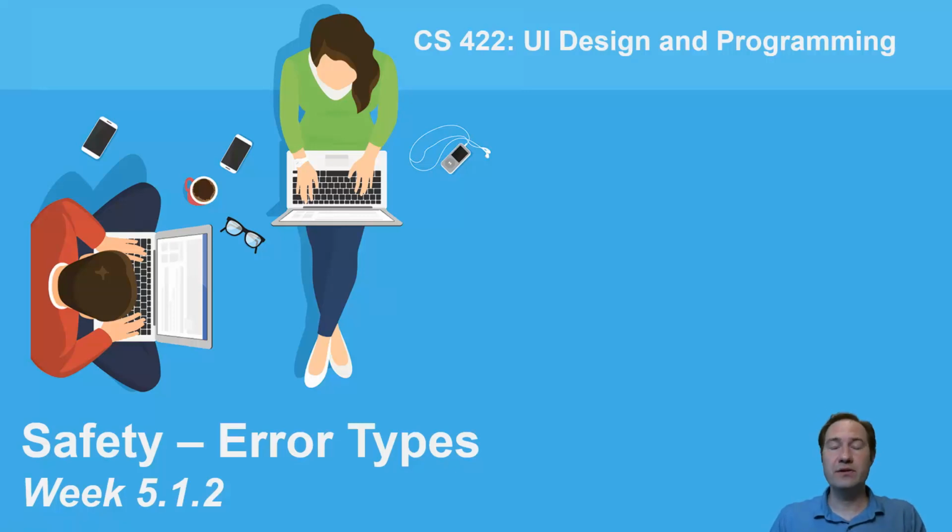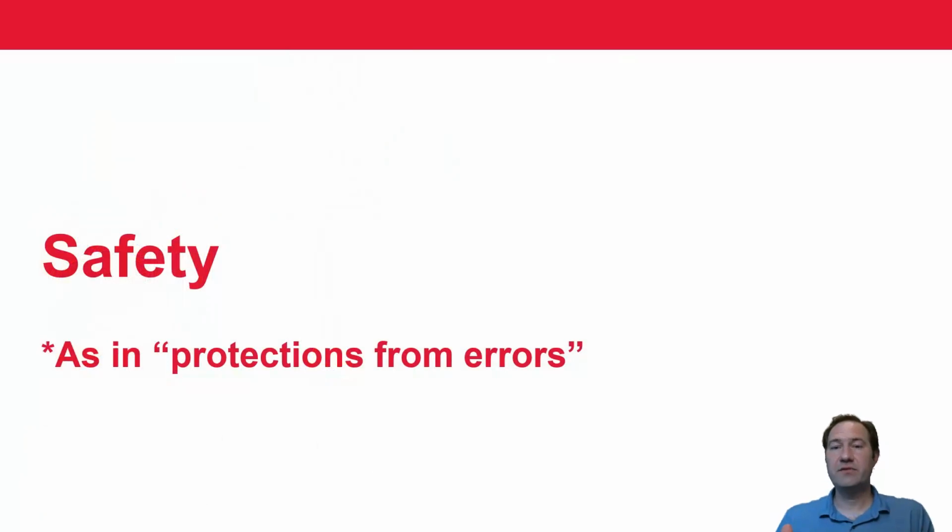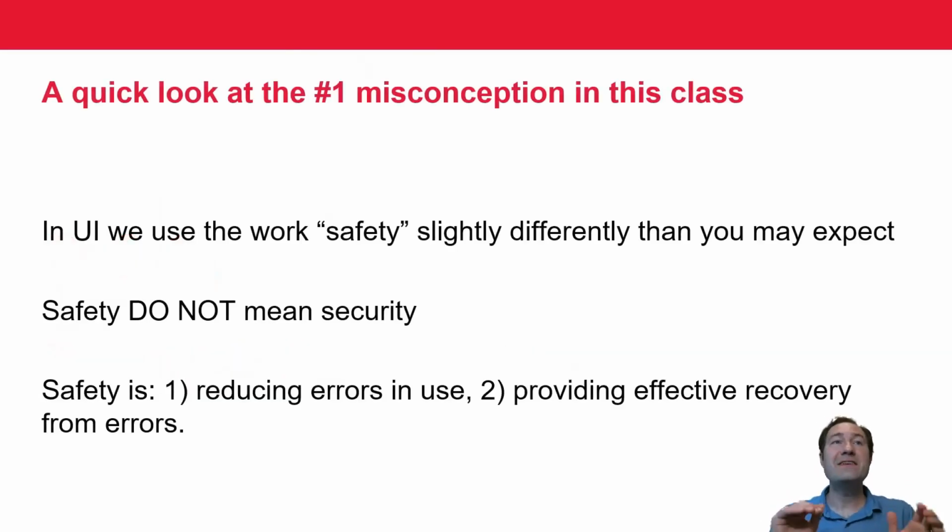And that's a really critical issue, that safety in terms of UI design is meant as in protection from errors. That's what we're trying to be safe from. When mistakes happen, can we recover? And are we safe from even producing those errors in the first place? So this is one of the big misconceptions in this class. So I want to take a minute just to hammer this idea home, because even though I usually at least highlight it, I still have folks who default back to a more common understanding of safety.